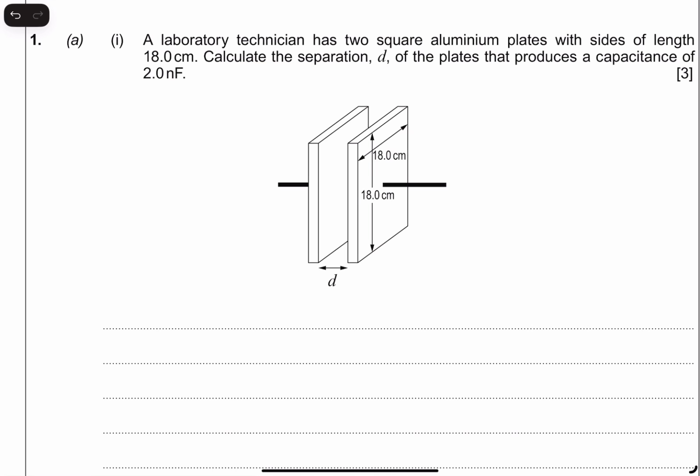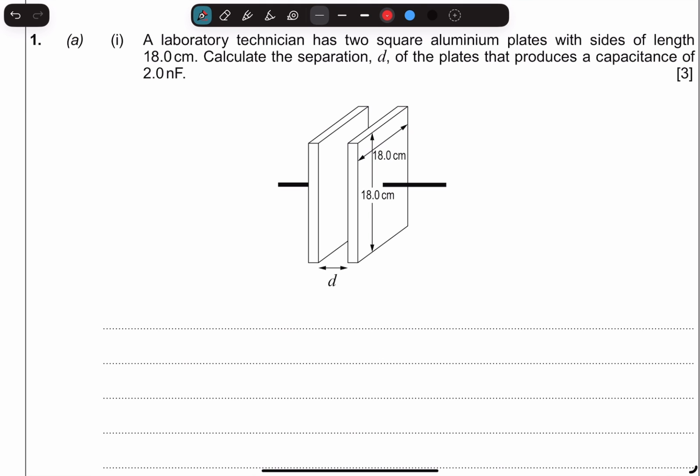All right, so to do this, we need to start with an equation. And the equation we need is C equals epsilon naught A over D. Now in this equation, A is the area of a capacitor plate, one area of each of the plates. D is the distance between them. Epsilon naught is the permittivity of free space, and epsilon naught equals 8.85 times 10 to the minus 12 farads per meter. Okay, so that's a constant.